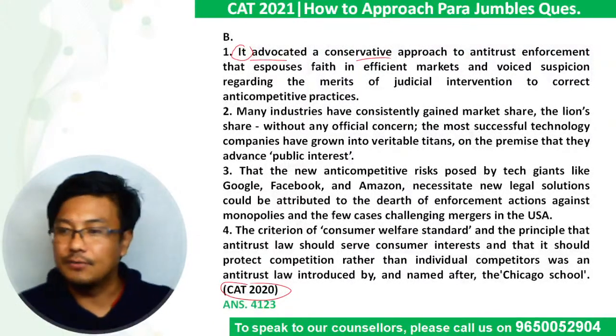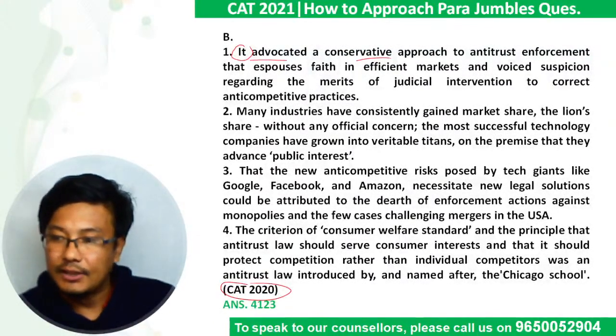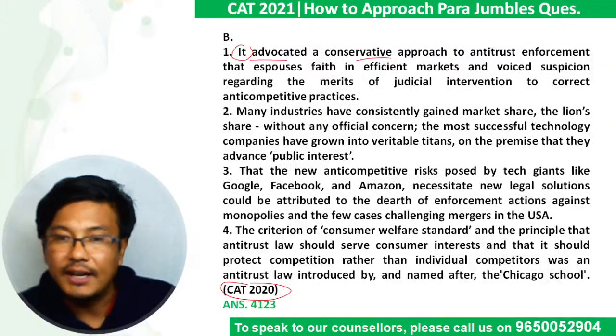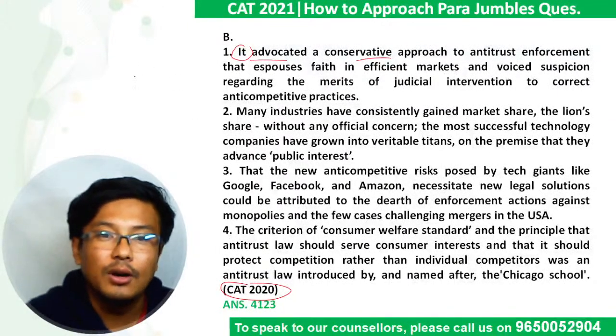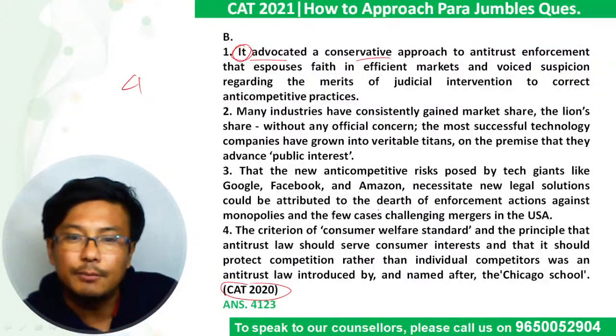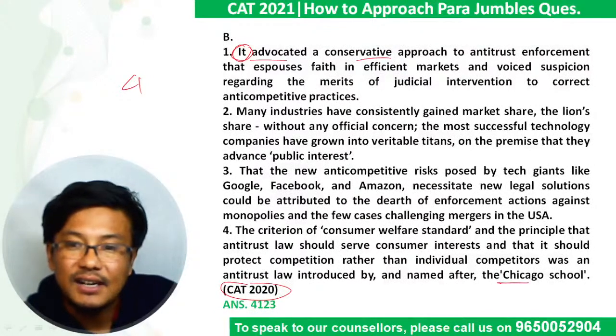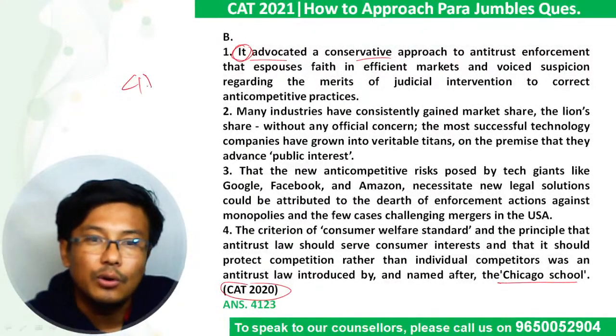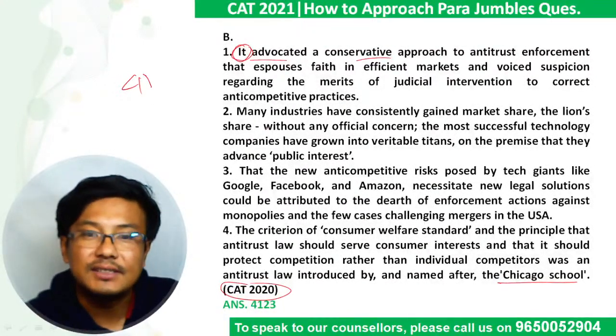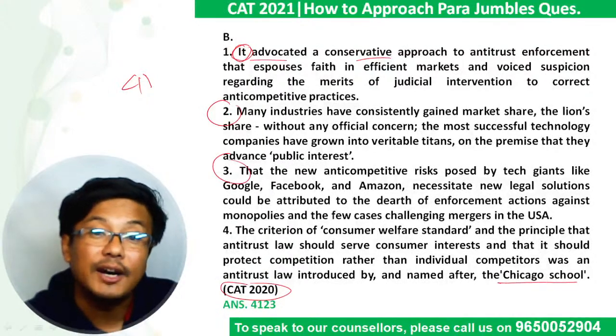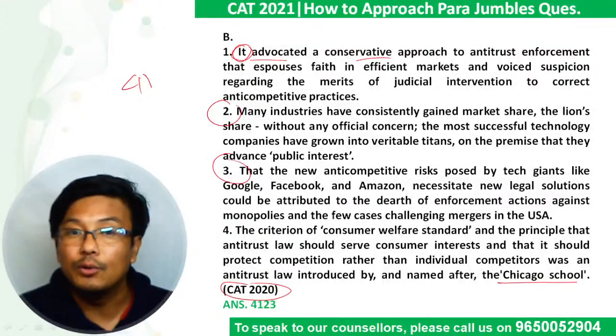The best answer is 4, 1, 2, 3, right? So 4, 1, 2, 3, two of you got it correct. If you notice, first of all, 4 and 1: when you say 'it advocated', what advocated this conservative approach? This and this 'it' is nothing else but the Chicago school. So 4, 1. Now, what is left is sentence 2 and 3. Now, I just have to find out what will follow 1.